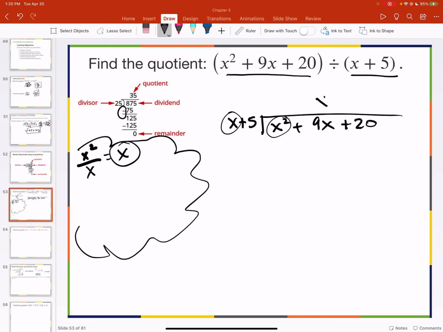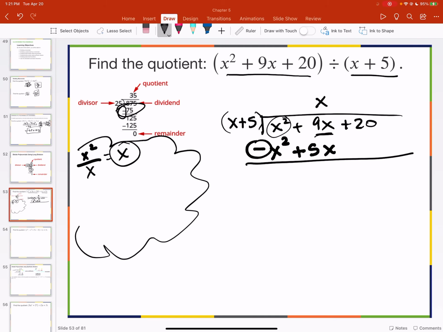So I'm going to place an x in the x column, and then I'm going to multiply that x by this entire x plus 5. So x times x plus 5 is x squared, don't forget to distribute, plus 5x. Now, what do we do here? We're subtracting it. When we subtract, it changes the signs. So then that will cancel out here. 9x minus 5x is 4x. And then we bring down the 20, so plus 20.